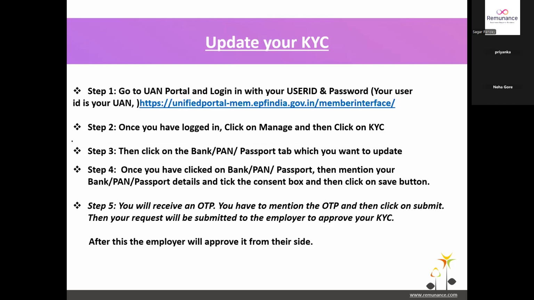Now let's see how to update your KYC details. So you have to go to the UAN portal again, log in by using your user ID and password. Then you have to click on the Manage tab and then click on KYC. You have to click on the Bank, PAN or Passport tab which you want to update. Once you have selected bank or PAN, then you have to mention your correct details, then tick the consent box and click on the Save button.